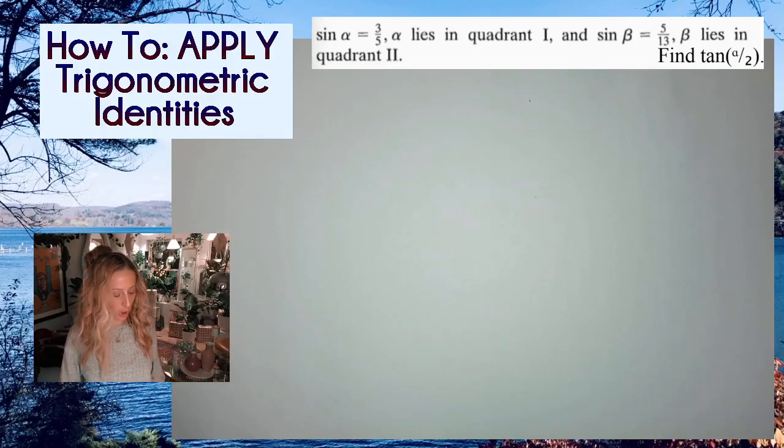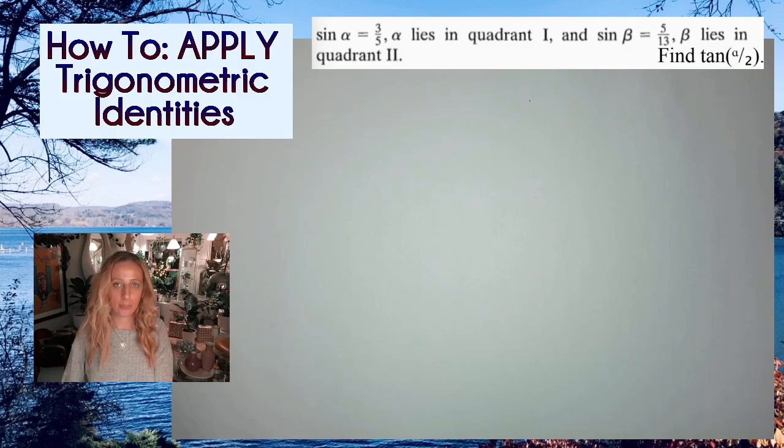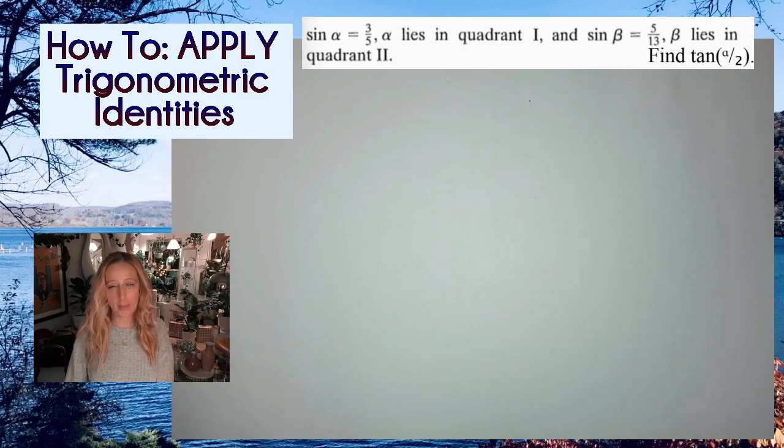Hi everybody, in this video we are going to apply trigonometric identities. We're going to do the example you see on the screen right now. You are going to be given information about angles alpha and beta, and you're going to be asked to find something regarding a trig of a multiple angle, whether it's a 2 theta or maybe an alpha plus beta, or a theta over 2, alpha over 2, beta over 2.